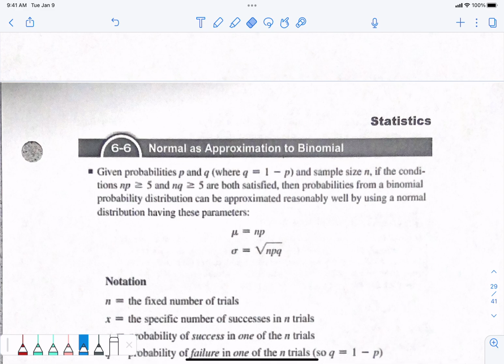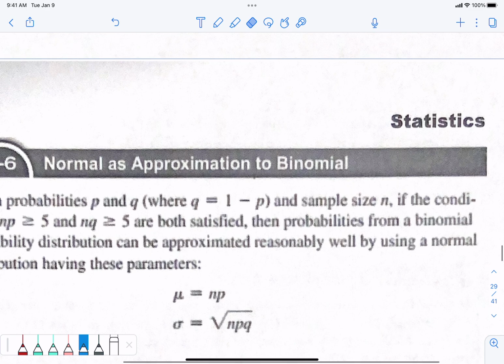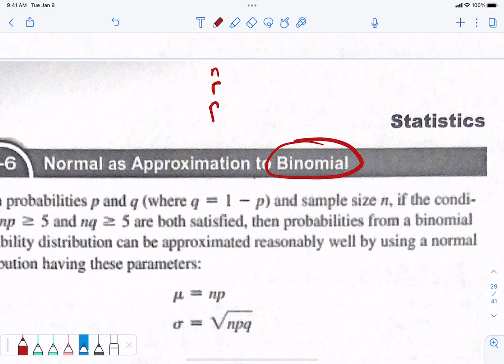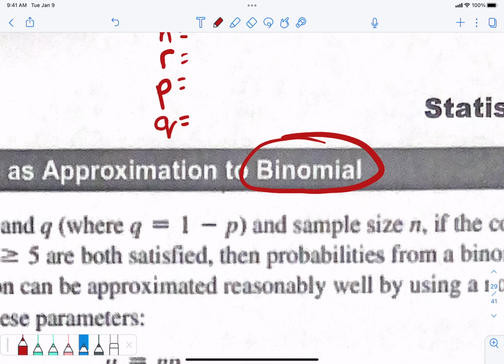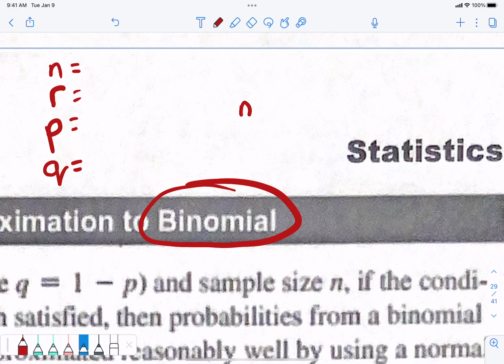So, 6-6. We're combining or solving stuff that we normally did as a binomial thing. When we did binomial approximations, we had an n, a p, a q, and an r. Let's go nrpq. Write this at the top. We use the formula nCr p^r q^(n-r). Are we going to need that today? No, we're not going to need that today.